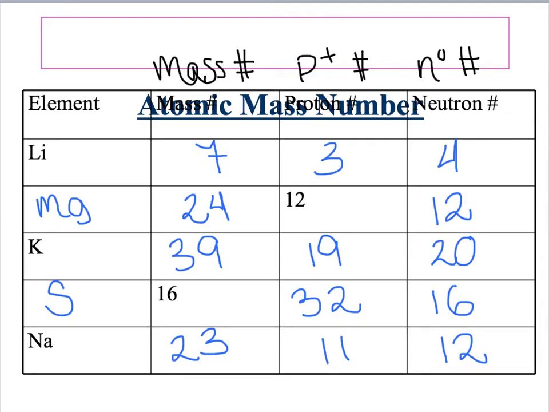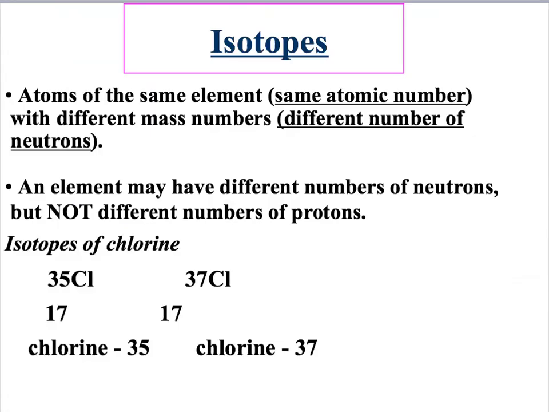So you may be wondering why the mass number that's on the periodic table is a number with a decimal instead of a whole number. So like I said before, that mass number is telling you the average mass of all the different isotopes of that element. So now we got to know what are isotopes.